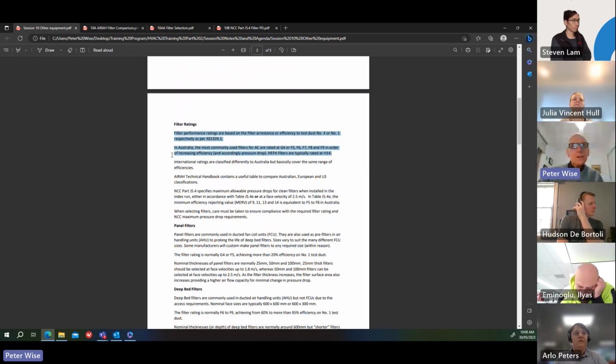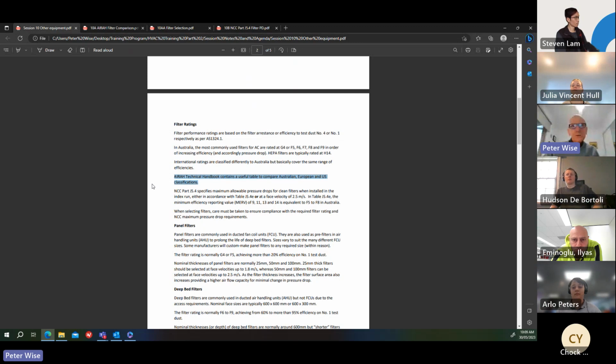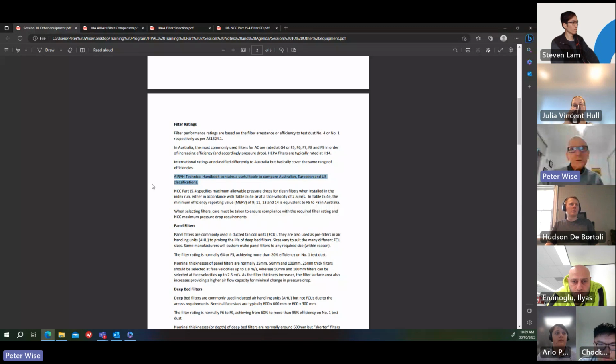In Australia, the most commonly used filters for air conditioning are rated at G4, F5 to F9, in order of increasing efficiency and accordingly increasing pressure drop. HEPA filters are typically rated at H14. International ratings are classified differently to Australia, but basically cover the same range of efficiency. The Aerotechnical Handbook contains a useful table to compare Australian, European and US classifications. Now, I've mentioned this because this is helpful information to you. As you deal with filters, you're going to want to know the differences between the filter ratings.